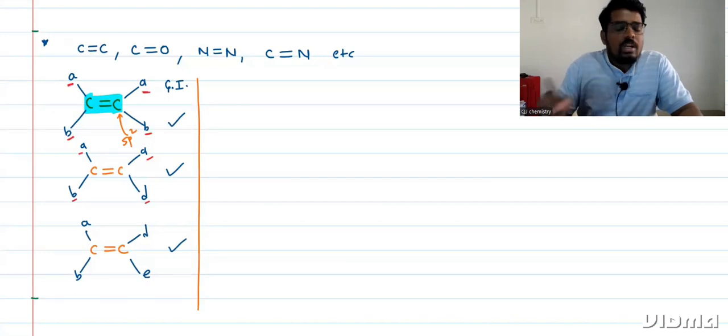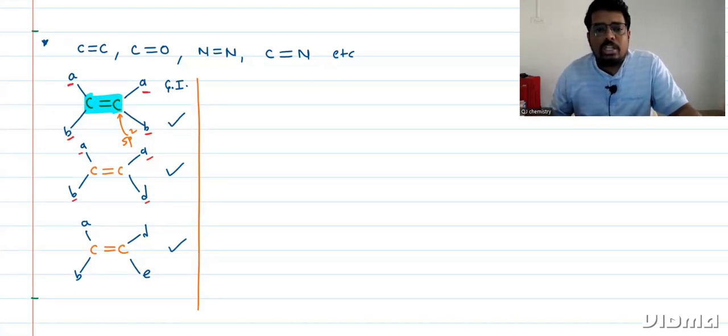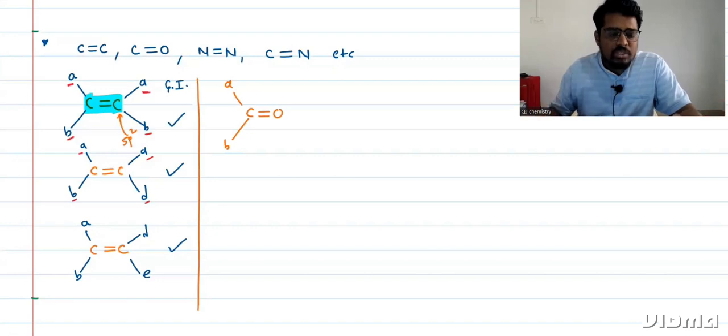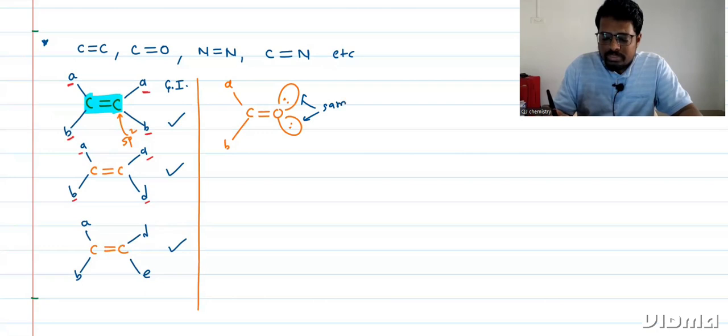Now, in the case of the carbon-oxygen double bond, how does geometrical isomerism take place? Suppose you take a system like a carbon-oxygen double bond and groups A and B are bonded to the carbon. We know that there are two lone pairs on oxygen, right? Now here the two lone pairs are identical, right? So the two lone pairs are the same. So in such a case, there is no geometrical isomer, right?